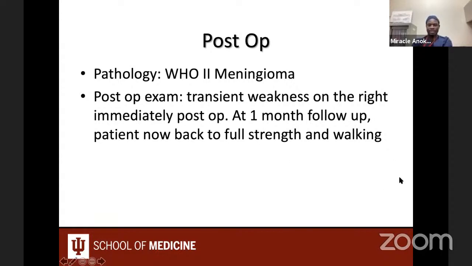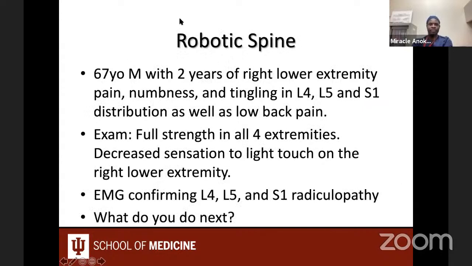All right, so let's keep going here. We got a couple more. So let's talk about spine, right? We talked about the brain. Those are typical things that we do. But what about the spine, right? Penfield is all about the brain. I'm all about the spine.